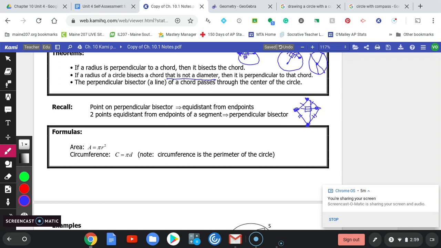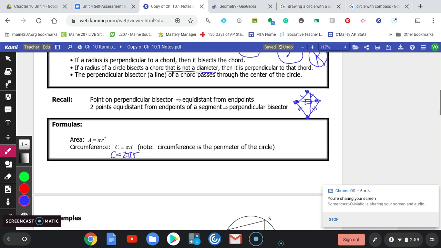All right. Last reminder from middle school, area of a circle is pi times radius squared, and circumference is pi times its diameter. Because diameter is equal to two radii, sometimes we write this as circumference equals 2 pi r. Remember that the circumference is the perimeter of a circle.